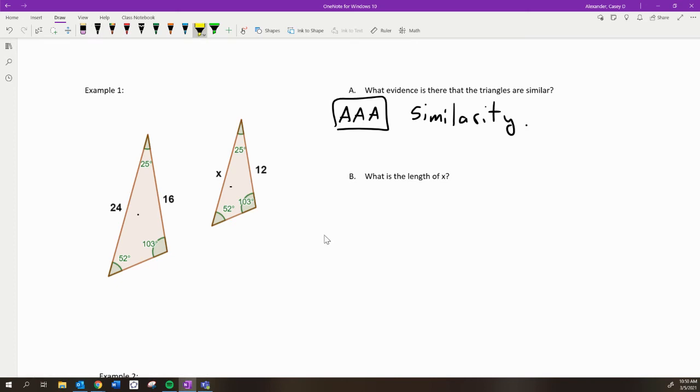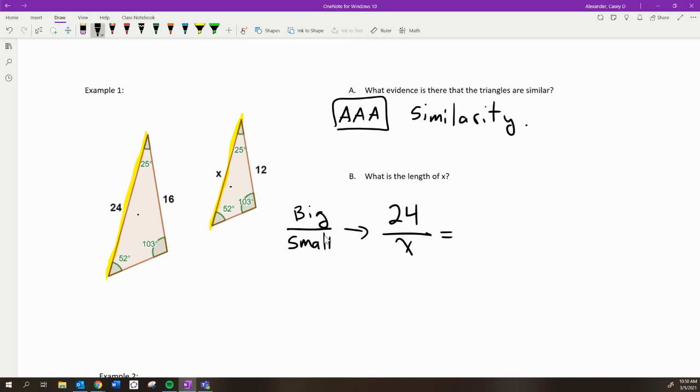And so the next thing is to say, well, can we set up a proportion to solve these triangles? So this side 24 corresponds to this side X. And when I set up this proportion, it doesn't actually matter how you do it. I'm just going to do the big triangle over the small triangle like this. So I know that 24 and X are corresponding sides.